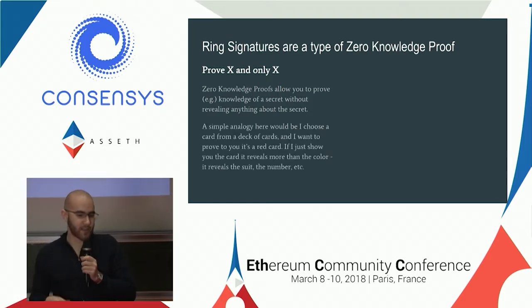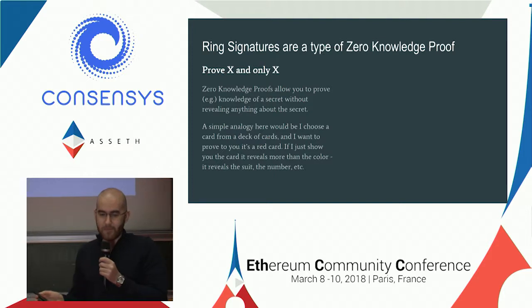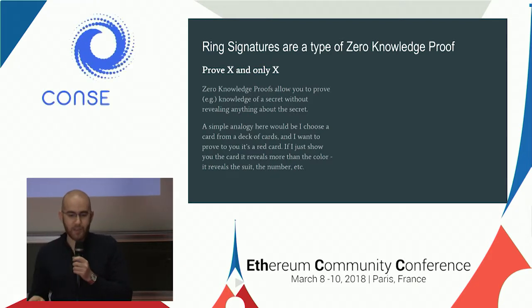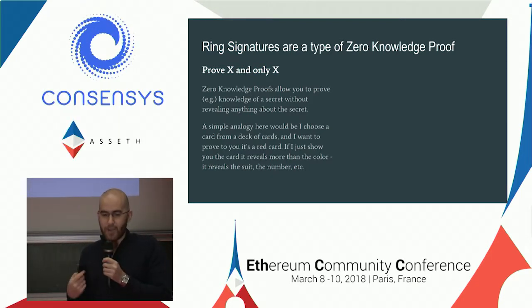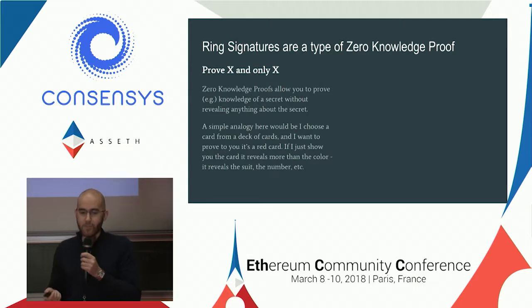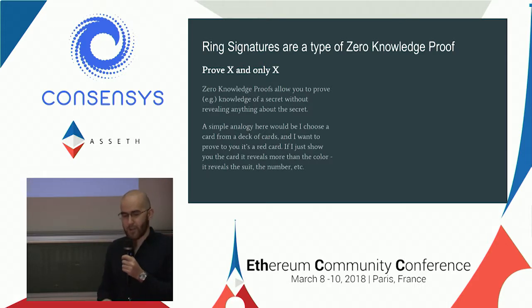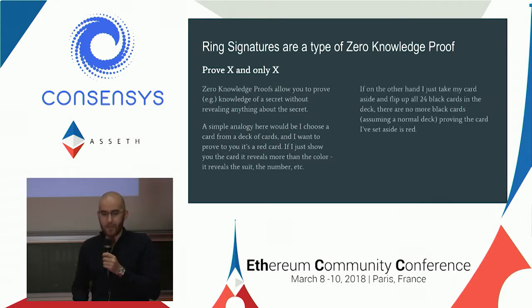So the next analogy I have for this class of properties is, say I choose a card from a deck of cards, and I want to prove to you that it's a red card. If I just show you the card, it reveals more than the color. It reveals the suit, the number, and so on, everything. And I don't want to reveal everything. I just want to reveal that one bit of information, which is the color.